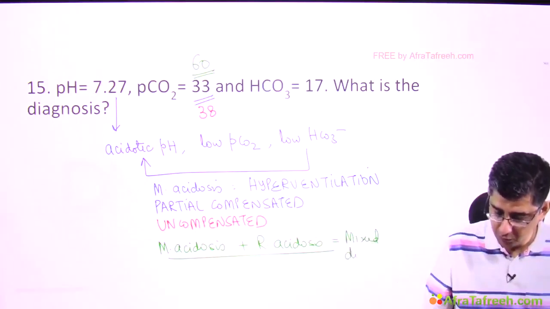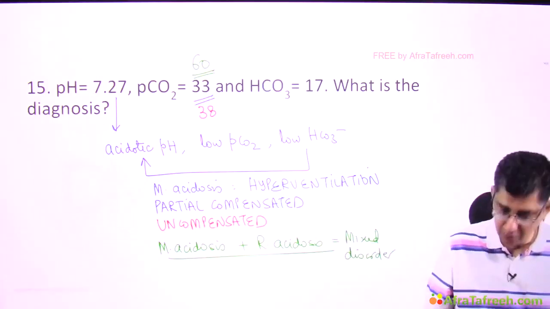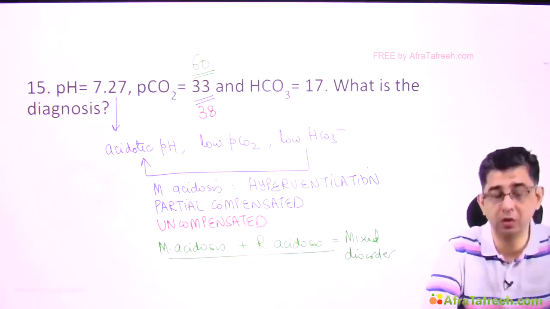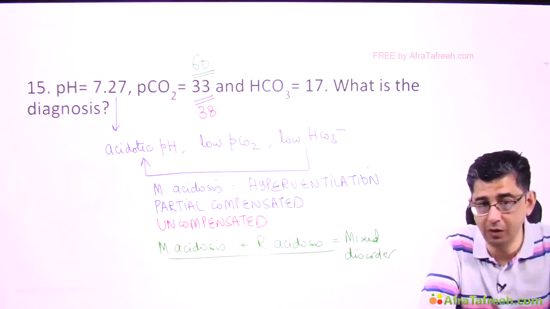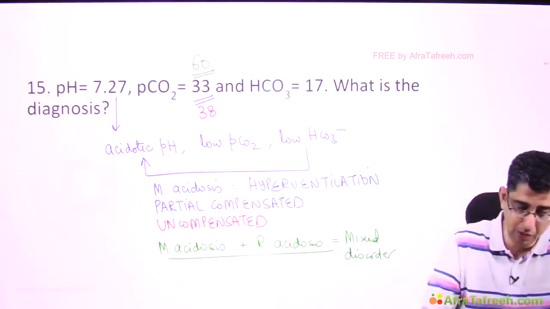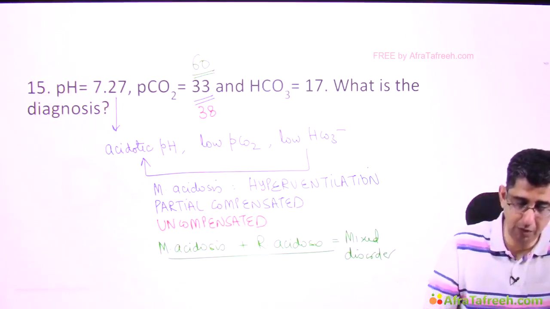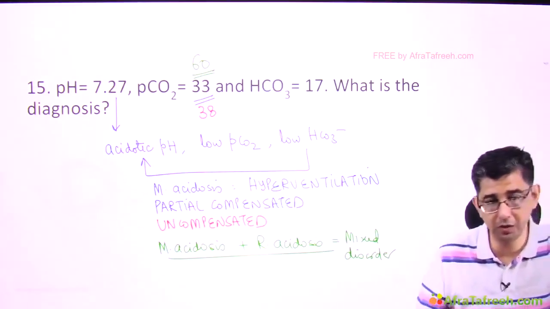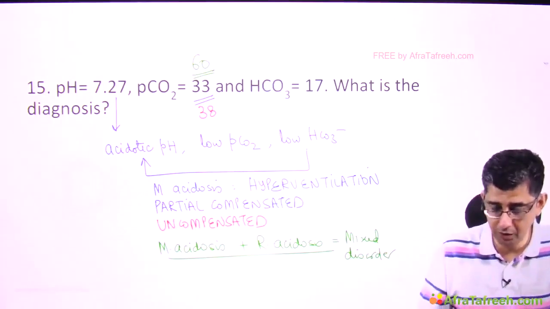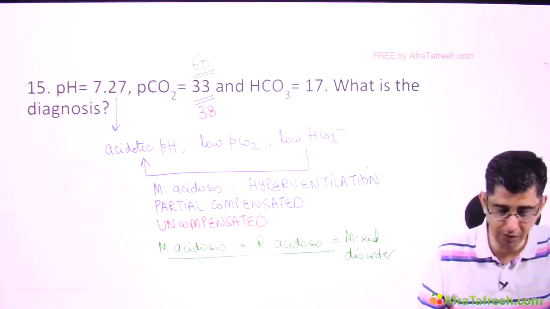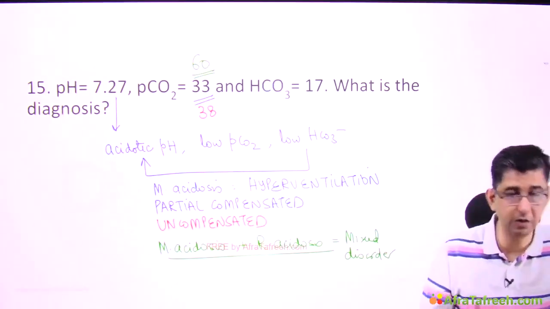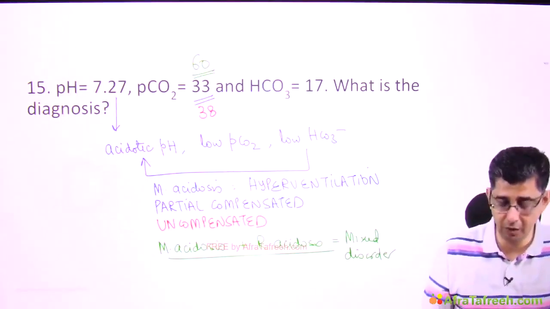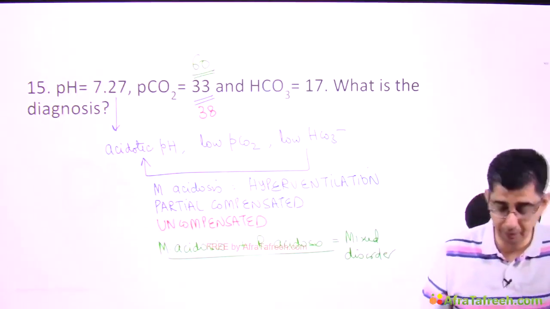So I've given 3 permutation combinations in this question by changing the value of PCO2, keeping the remaining values stable. The 3 answers to this question are partially compensated for the initial, the way the MCQ is. If PCO2 is normal, it means no compensation is working, and in combination disorder obviously there will be 2 reasons for acidosis, where because carbon dioxide is elevated, respiratory acidosis, and bicarbonate is less, it is metabolic acidosis.